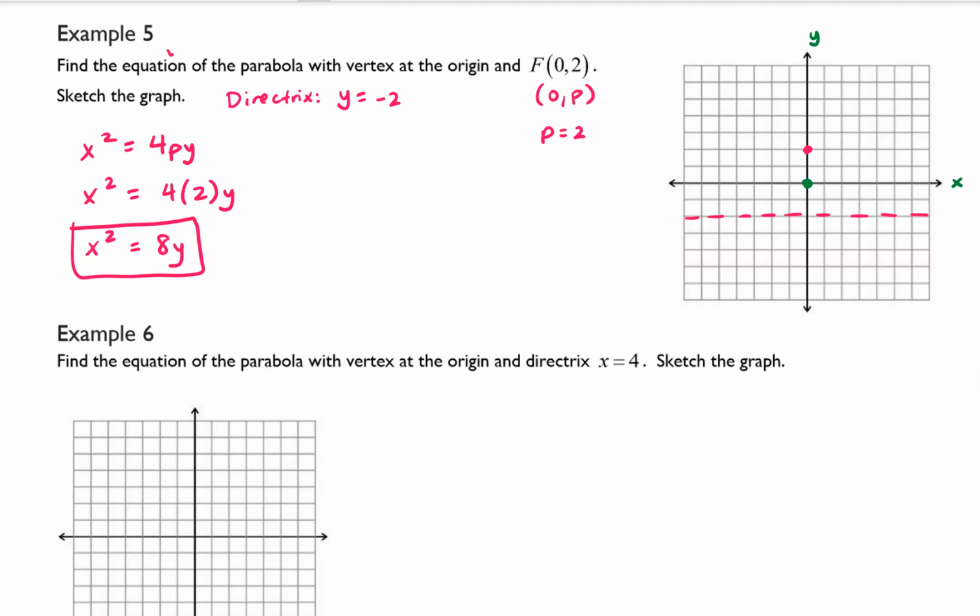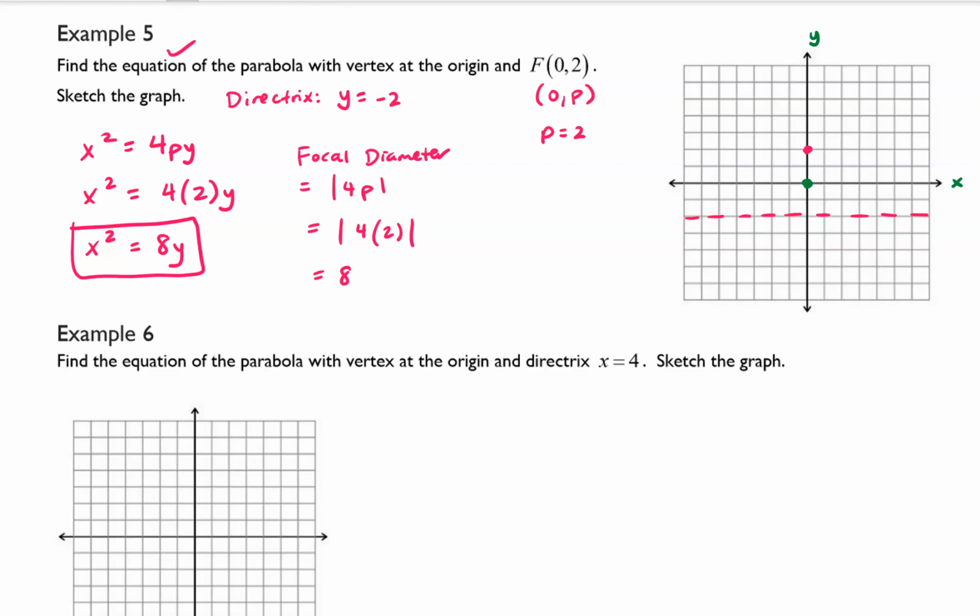So we have found the equation, and we also want to sketch the graph. One other thing that I could point out is the focal diameter is equal to the absolute value of 4p, which in this case is the absolute value of 4 times 2, which equals 8.